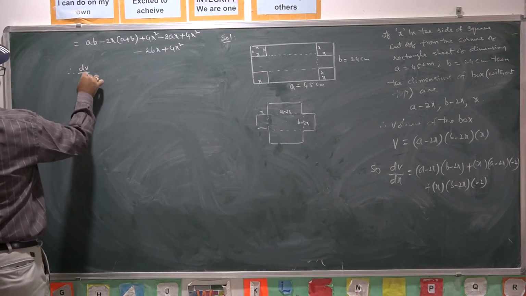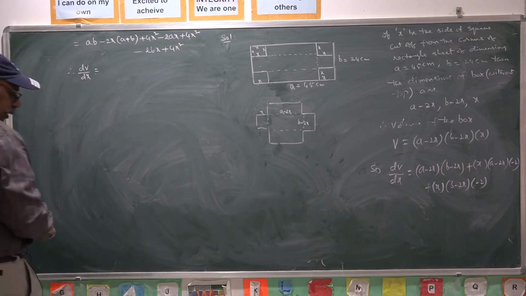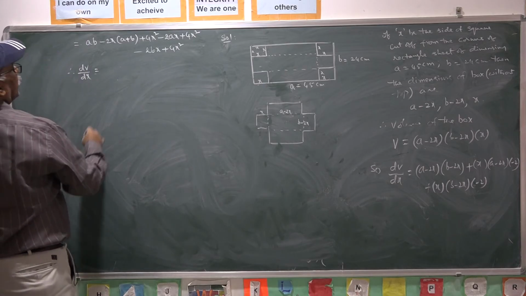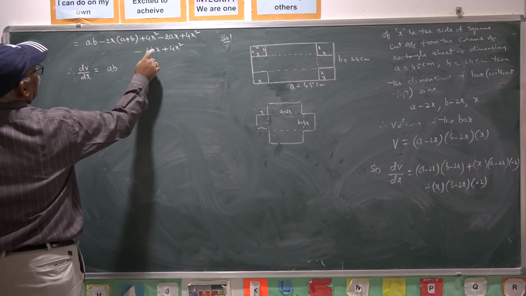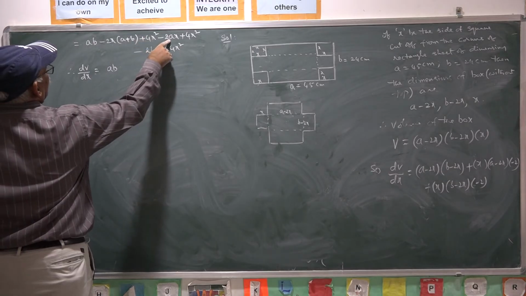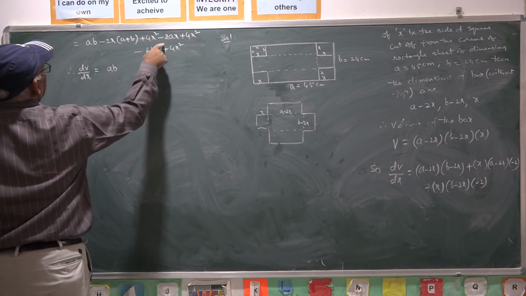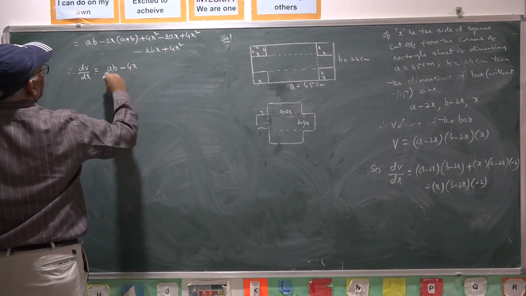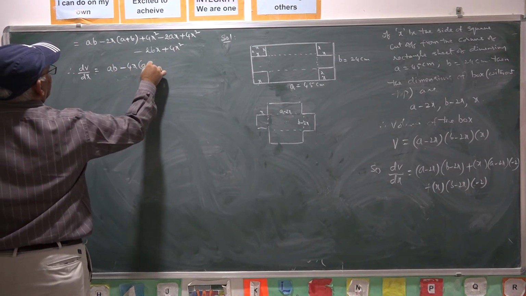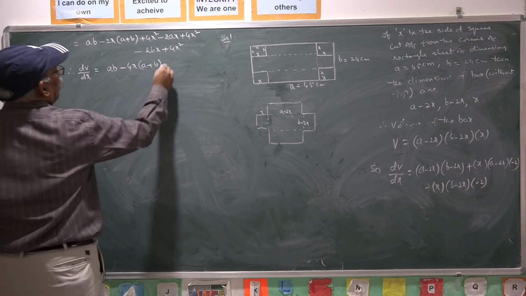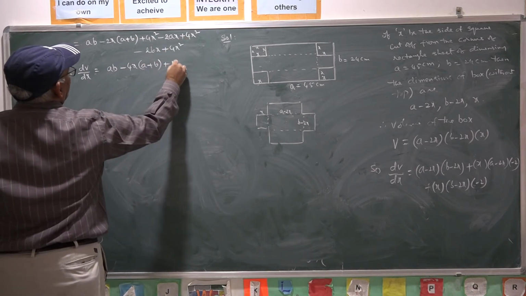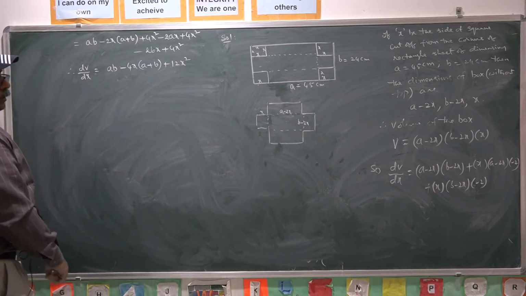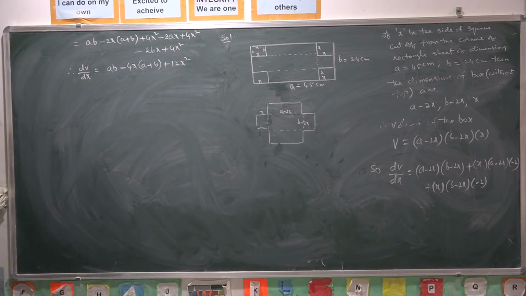Therefore, dV by dx is equal to, to maximize V, I am taking the derivative with respect to x. ab here, then 2x taking common, minus 2x common, once again we get a plus b. So, already we have the same term, hence minus 4x into (a plus b), and the x square terms give 12x square. dV by dx equals ab minus 4x into (a plus b) plus 12x square.